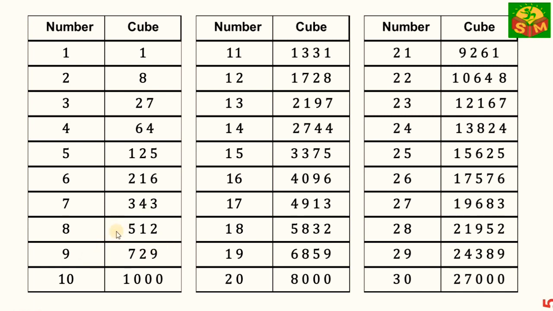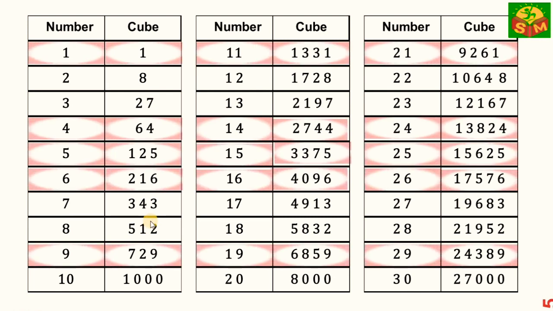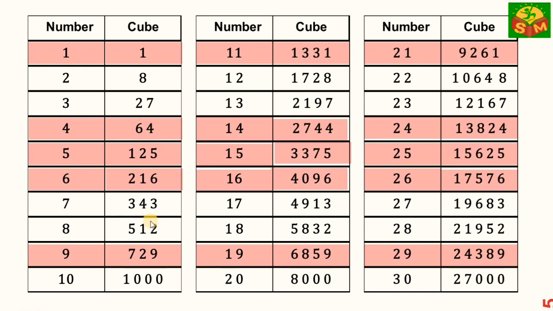Did you find anything interesting from the table? Just observe the table. We see that if a number ends in the digits 1, 4, 5, 6, 9, its cube also ends in the digits 1, 4, 5, 6 and 9. We can also observe that if a number has 2 in its units place, its cube has 8 in the units place. And if a number has 8 in the units place, then its cube has 2 in the units place.